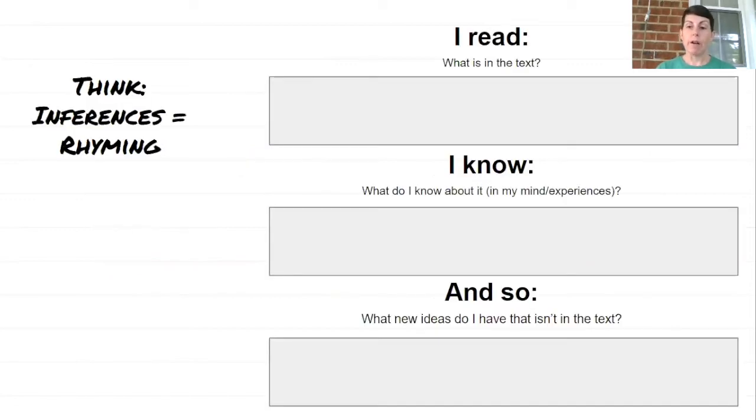So when we think about inferences, instead of thinking about a math problem, I want you to think about a rhyme. I read, I know, and so. So when we think about inferences, we have to read what is actually said directly in the text. And then I have to put together something that I actually know about it in my mind and in my experience. And so this leads to a new idea that isn't directly stated in the text. As I mentioned, inferences are a little harder, but I think that if you use this rhyme, you'll find that it's much easier to do.